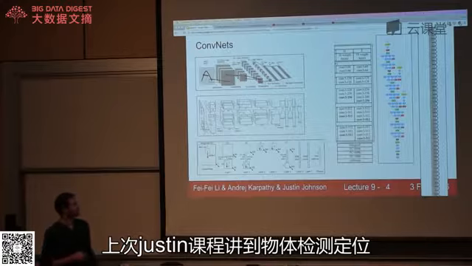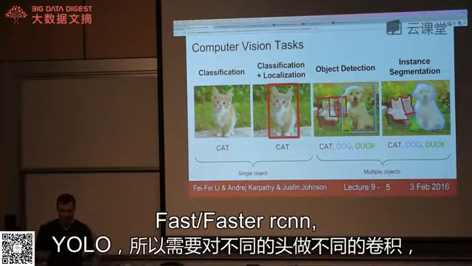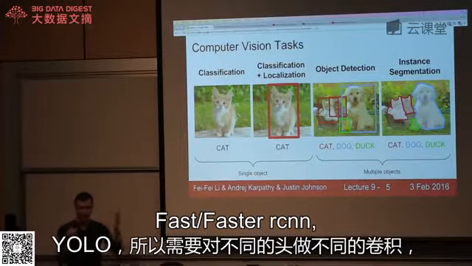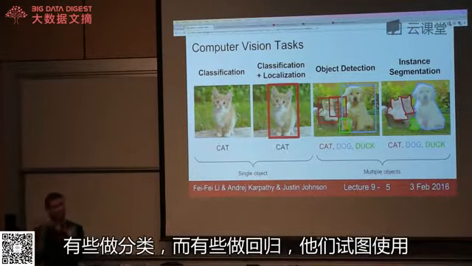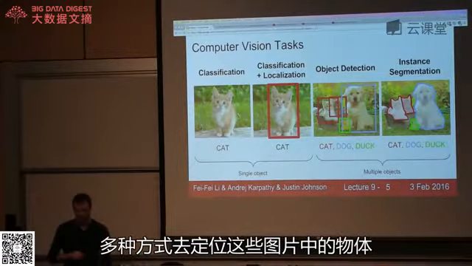And then a lecture ago, Justin was talking about object detection and localization. We looked at RCNN, Fast RCNN, Faster RCNN, YOLO, and really how you have this idea of multiple heads on top of a ComNet. Some heads are doing classification, some heads are doing regression, and they're trying to localize all these things in images in various ways.